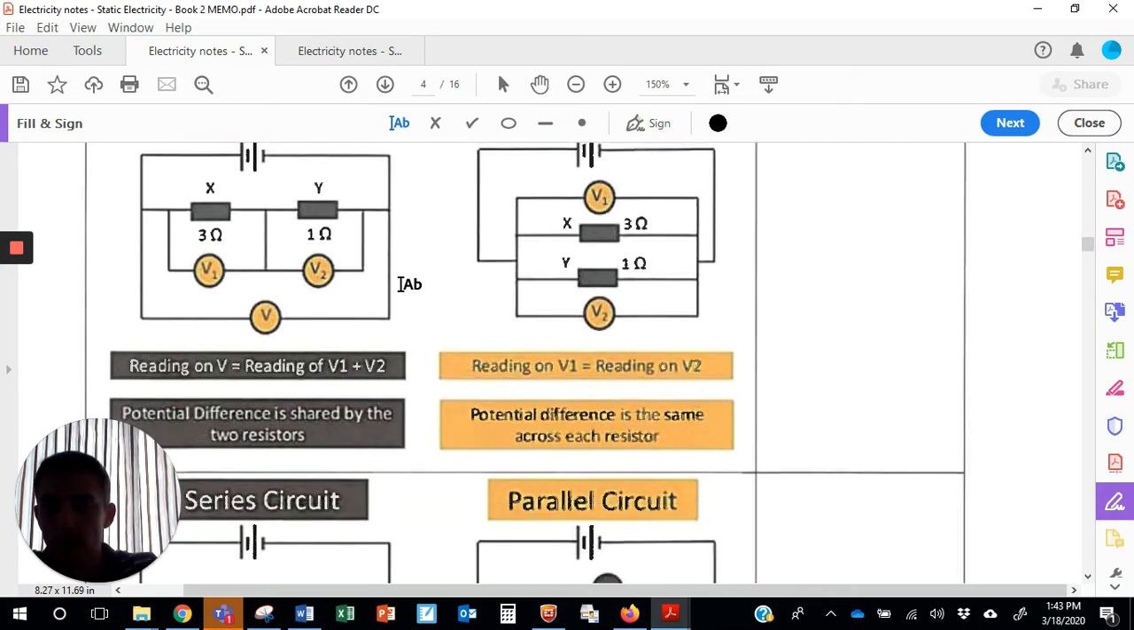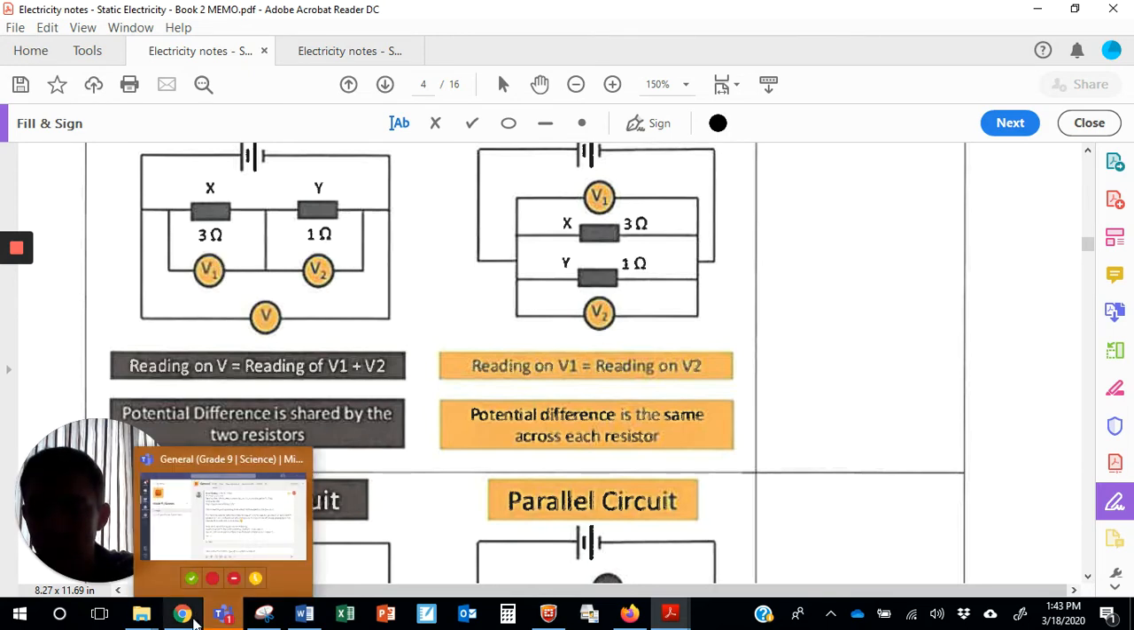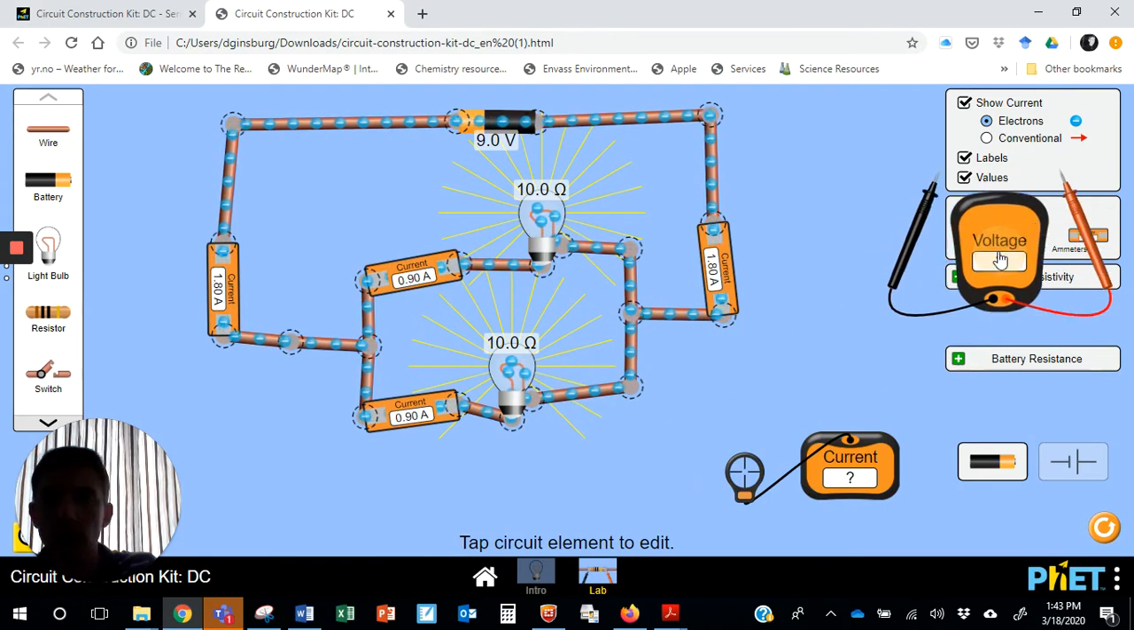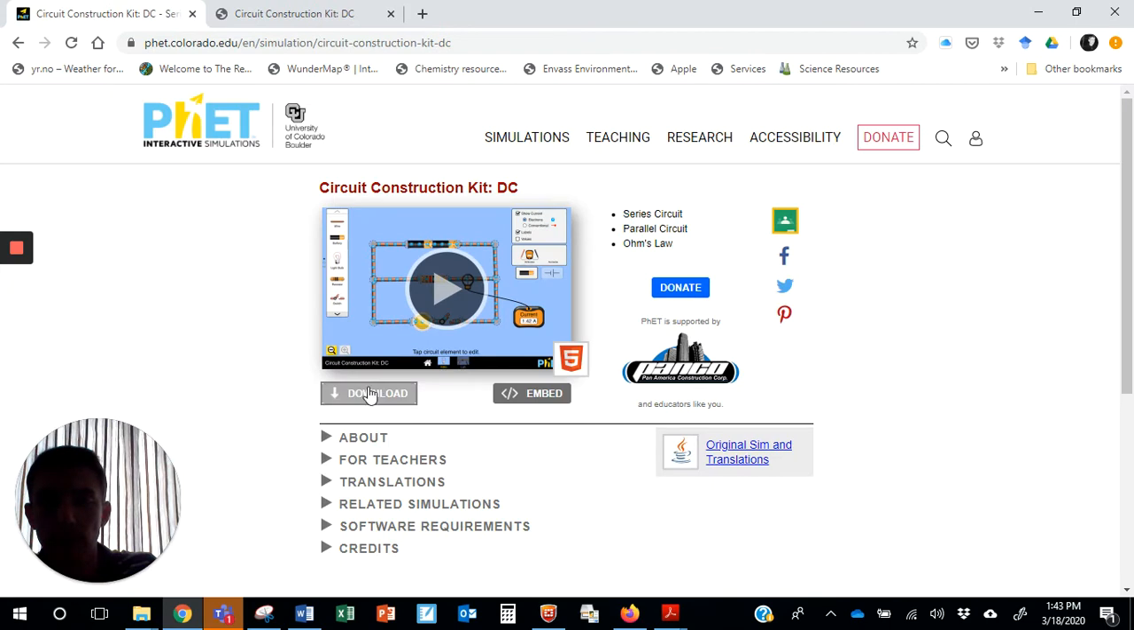Okay. So now we've looked at what happens with current, let's have a look at what happens with potential difference. So in a series circuit, I will draw a series circuit again. What this is saying is that the voltmeter reading across both resistors, this one here, which is connected across X and Y, will equal the voltmeter reading for just resistor X and just resistor Y. Let's have a look at how that works. I need to draw a series circuit.